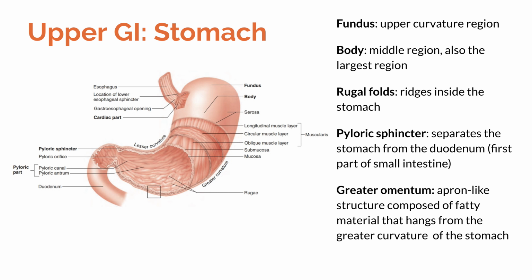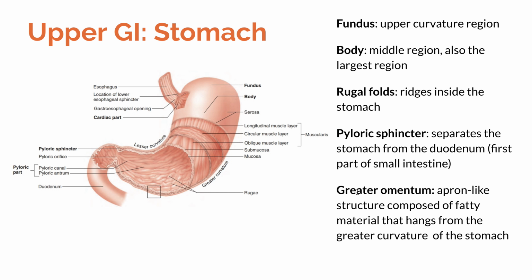And so there are different structures within the stomach. We have the fundus, which is kind of this upper curvature over here, the body, the middle region, and then we have something called rugal folds, which are essentially these ridges inside the stomach, and these allow the stomach to stretch. We also have the pyloric sphincter, which is right here. It does something similar to the ones we talked about before, and essentially separates two structures. So here it's the stomach and the duodenum, which is the first part of the small intestine.